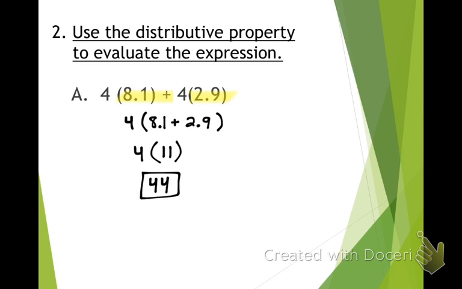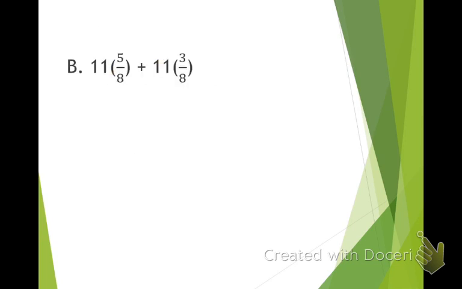All right, let's do an example for problem B. Same exact idea, but this one has fractions involved. So once again, we are evaluating the expression. Looking at this one right here and this one right here, what number do they both have in common? 11. An 11, okay? So I know the 11 will be the number I put on the outside and distribute. So now I've used up my 11s. What is still left that I haven't used up yet? The fractions. Read it to me. 5/8 plus 3/8 is what's still left there.